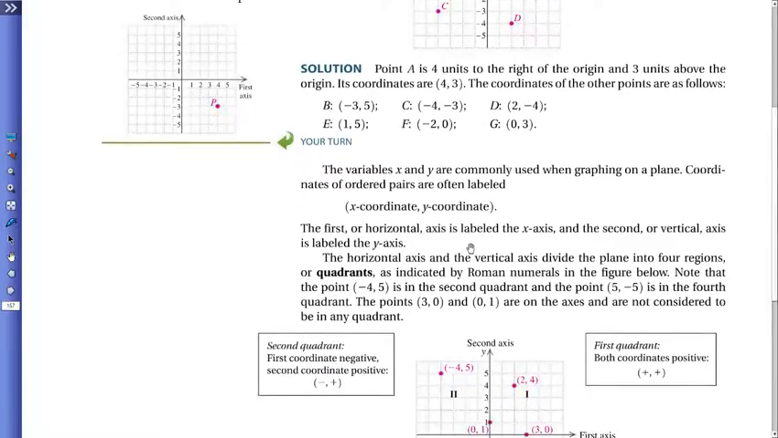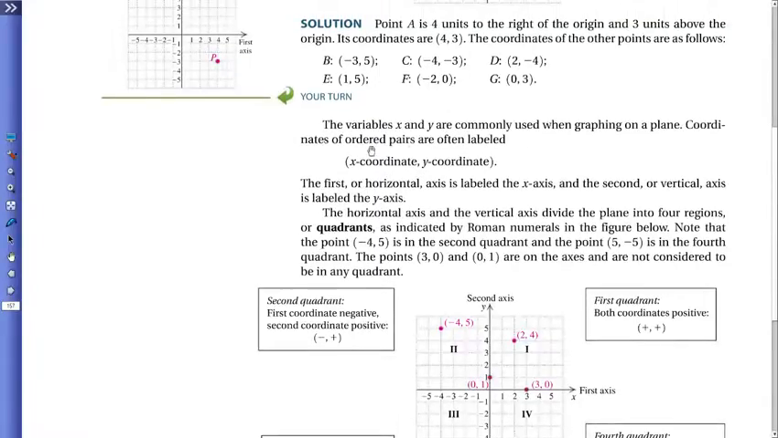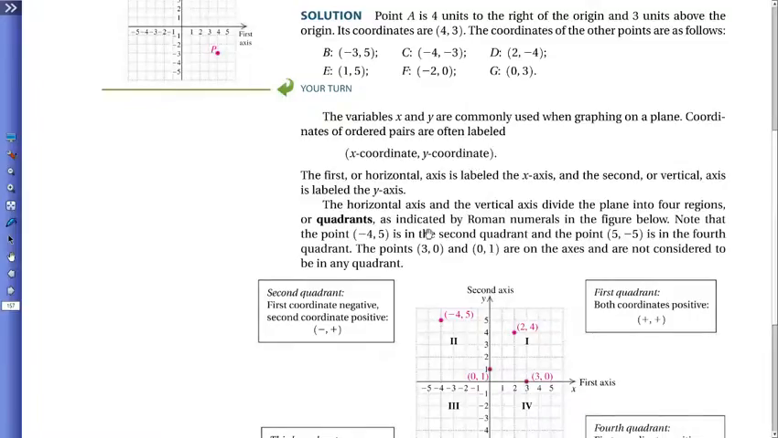Now variables x and y are commonly used when graphing on a plane. A plane is not like an airplane, though that's what it's really named after. You have those big wings that create a plane, or a flat, two-dimensional surface. And so that's what they're talking about, that plane that's created. Well, the way to remember this is we tend to think that the first number in my ordered pair is the x coordinate and the second is the y coordinate. Well, that's almost always true.